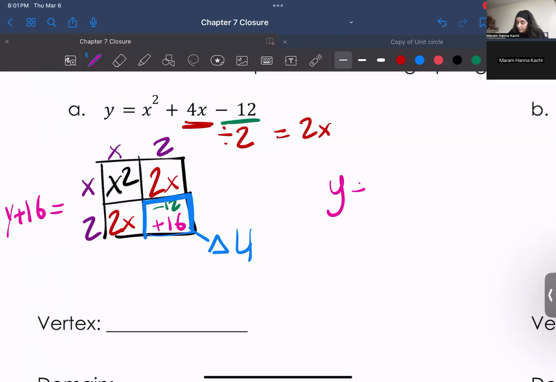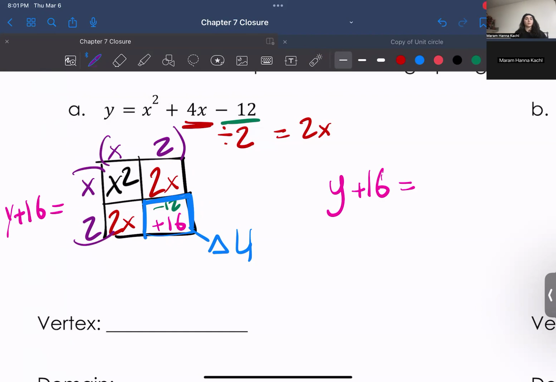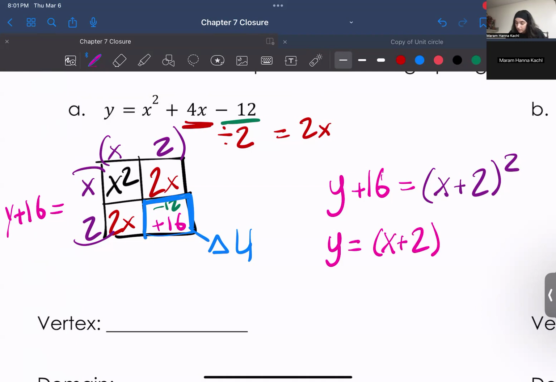Now I'm left with y plus 16 on the left. And then instead of even trying to rewrite this in standard form, I'm just going to write what the box gave me. One of my factors is this one up here, x plus 2. And the other factor is also x plus 2. So instead of writing x plus 2, x plus 2, I can just write x plus 2 squared. Graphing form is where I have y by itself. So subtract that 16 to the other side. And this is what we're looking at, where I have x plus 2 squared, and then the minus 16 that comes after.